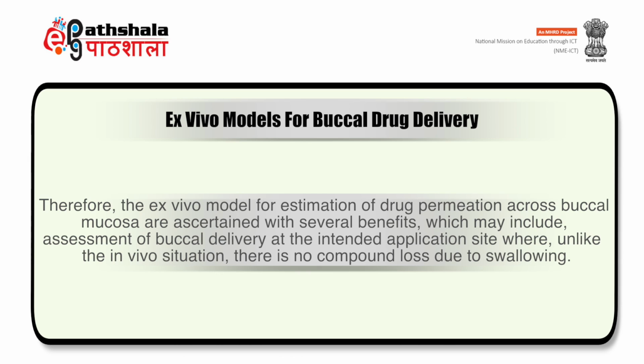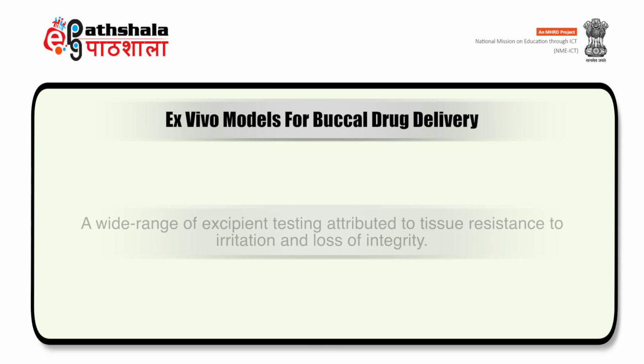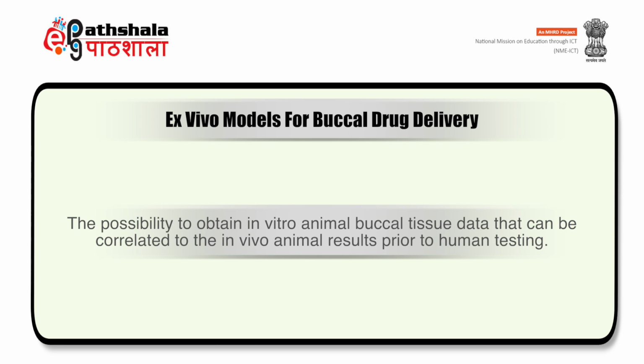Therefore, ex vivo models for estimation of drug permeation across buccal mucosa are ascertained with several benefits, which may include assessment of the buccal delivery at the intended application site, where unlike the in vivo situation, there is no compound loss due to swallowing. The second benefit is a wide range of excipient testing attributed to the tissue resistance to irritation and loss of integrity, and the possibility to obtain in vitro animal buccal tissue data that can be correlated to the in vivo animal results prior to human testing.